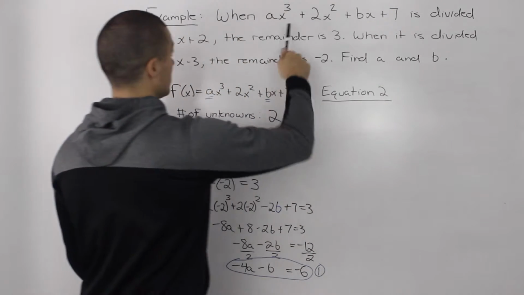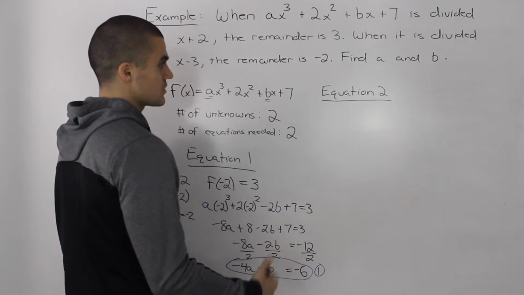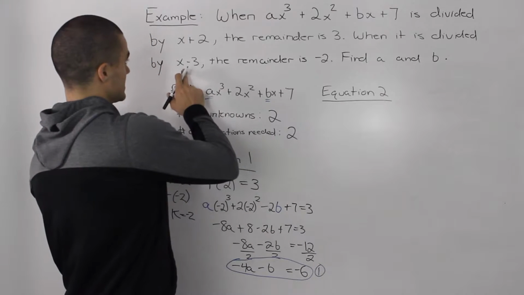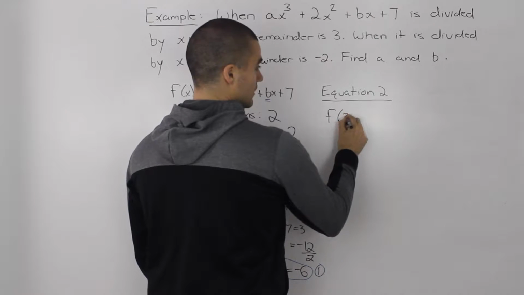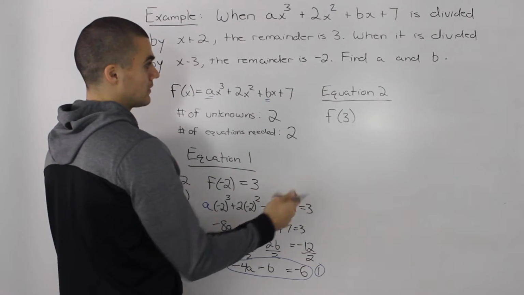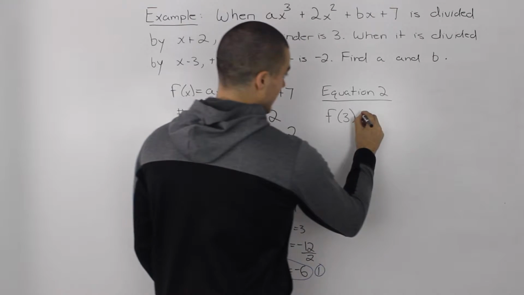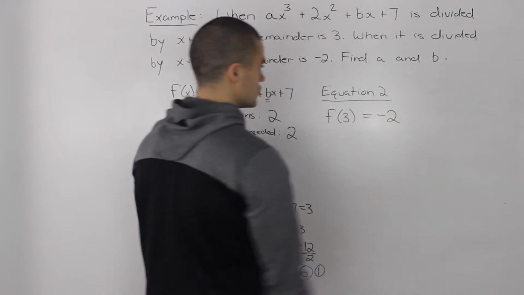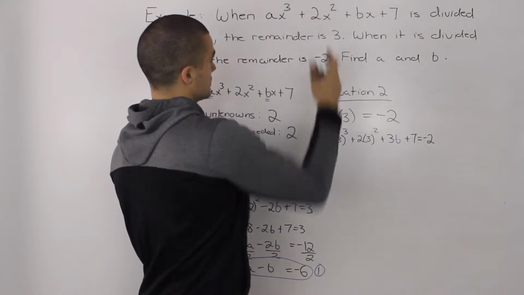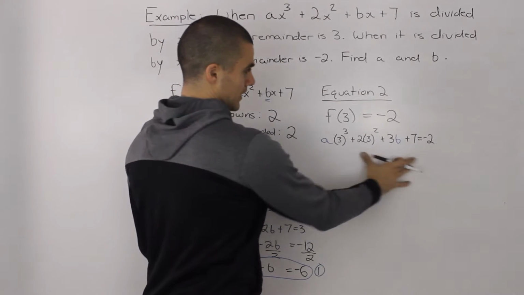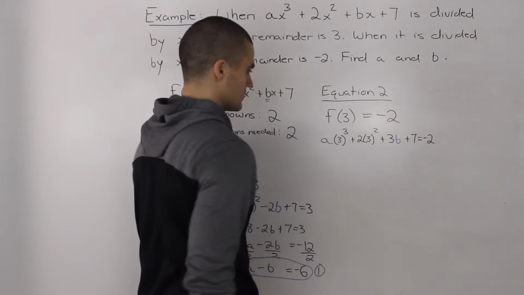When the dividend is divided by x minus 3, the remainder is negative 2. So again, using the remainder theorem, since our divisor is x minus 3, that means f of 3 would give us the remainder if we just plugged in 3 for the x values in the dividend. And we're told that the remainder has to equal negative 2. So plugging in 3 for the x values of the dividend, we end up with this. The a and b's, we still don't know what they are, and that's equal to negative 2.